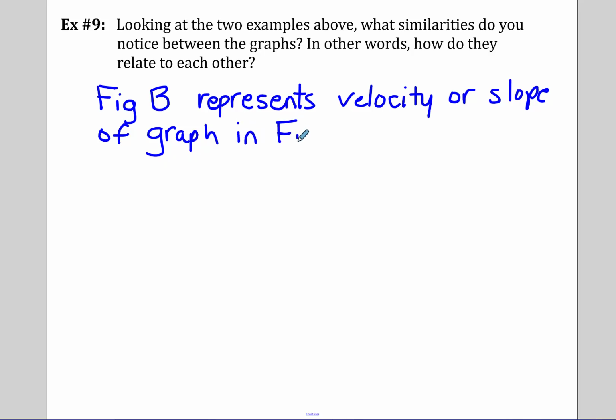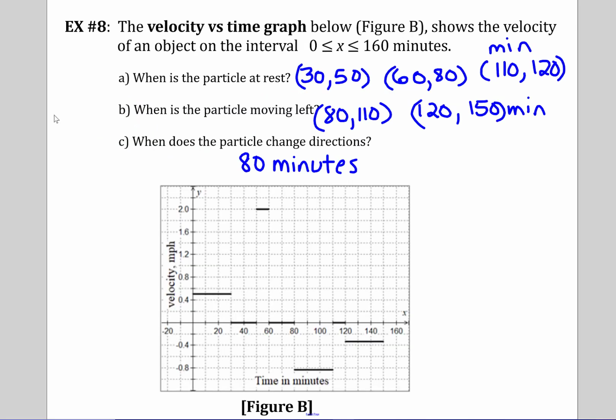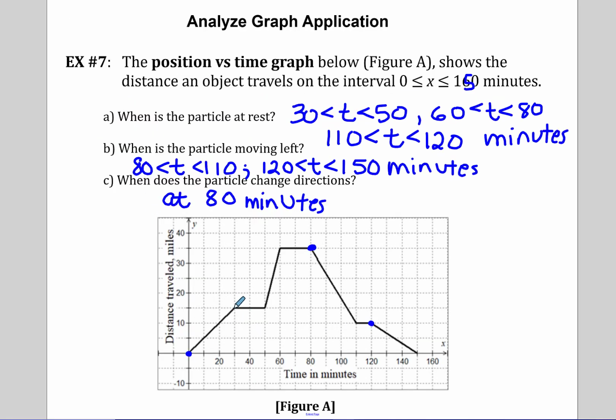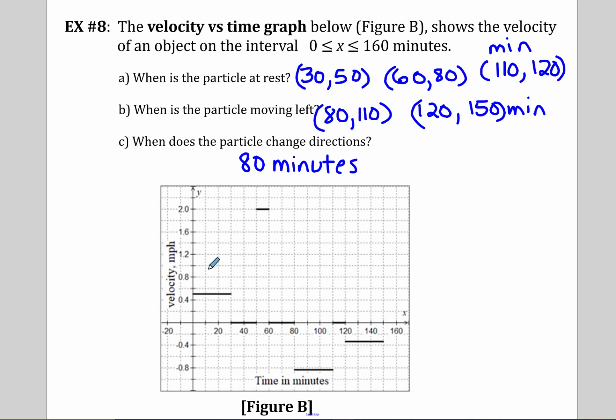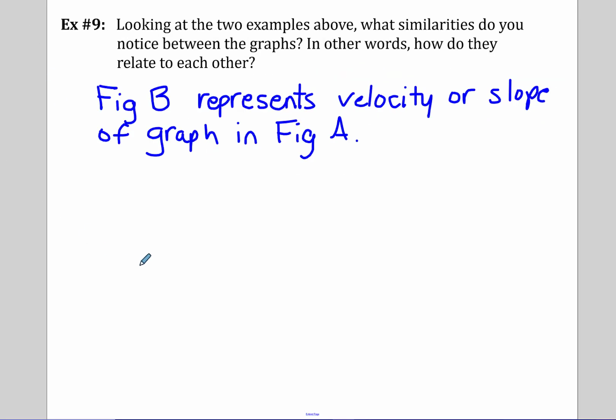In figure A, for instance, let's go back and look. If you see this is at 30, we went, what, 15? So at 30 minutes, we've gone 15 miles, and 0, 0. So our rise over run is 15 divided by 30, which is 1/2. And if you look at velocity, it's right there at 1/2, isn't it? So the velocity's constant, 1/2 on that first interval.